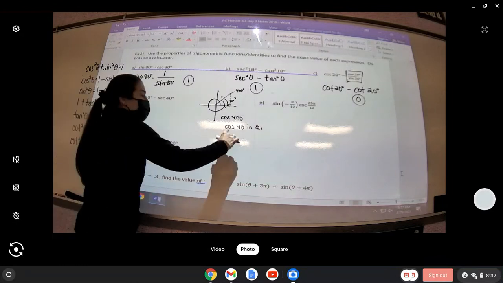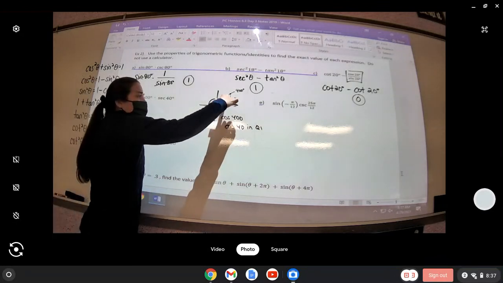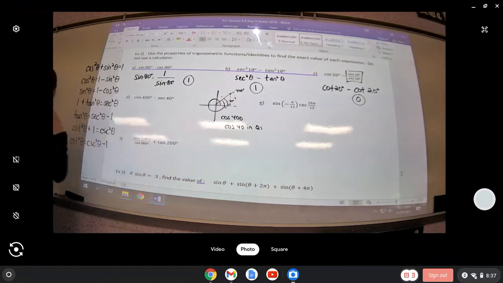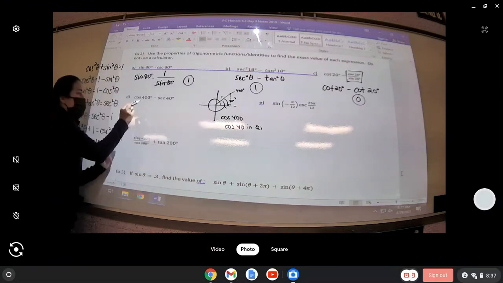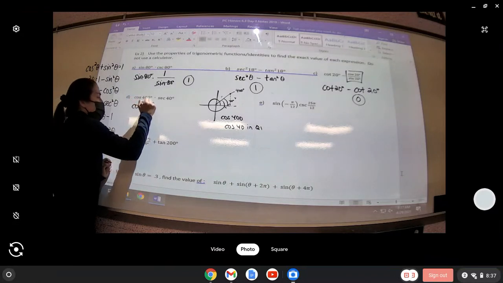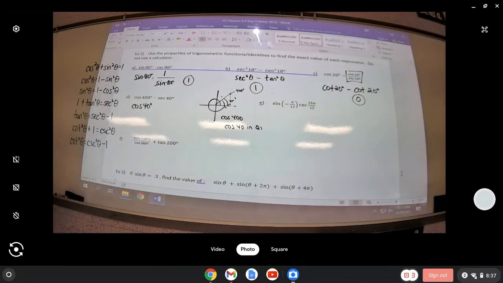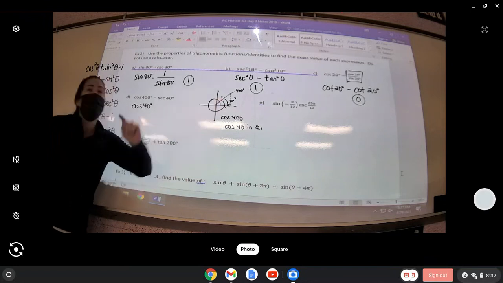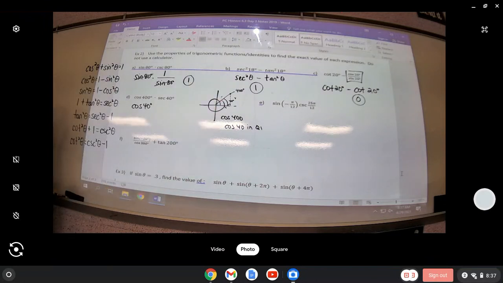but you have to bring around the correct sign. Would the cosine of an angle in quadrant 1 be positive or negative? It would be positive. So we can say that this would be the positive ratio of cosine 40. So I can literally rewrite that as cosine 40 degrees. And it's positive because the cosine of any angle in quadrant 1 is positive.